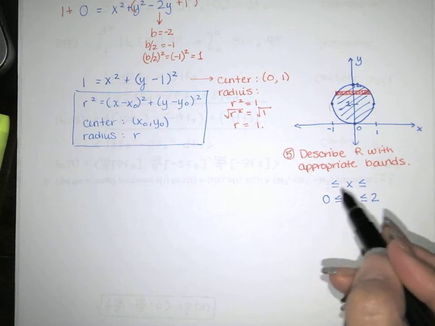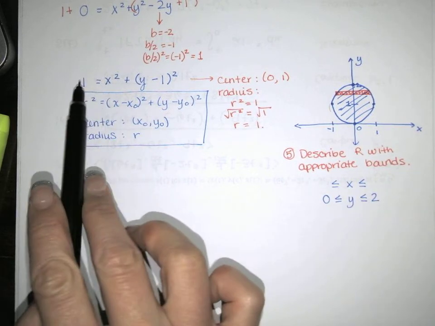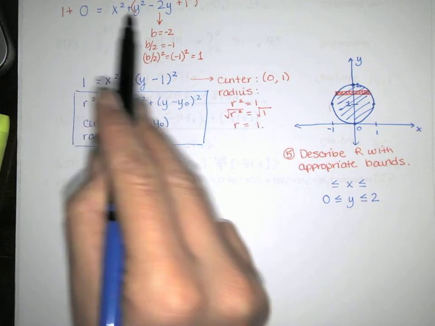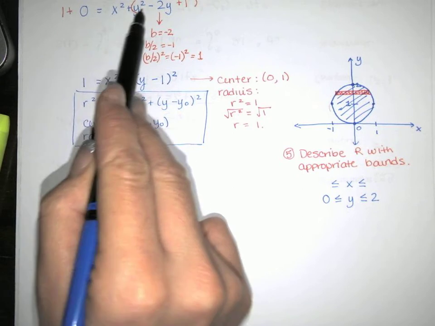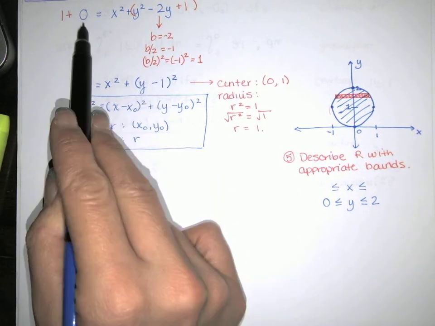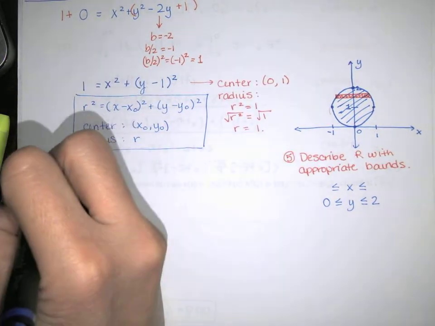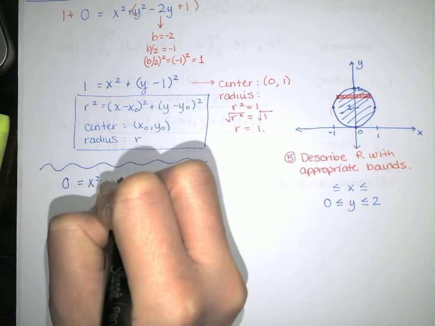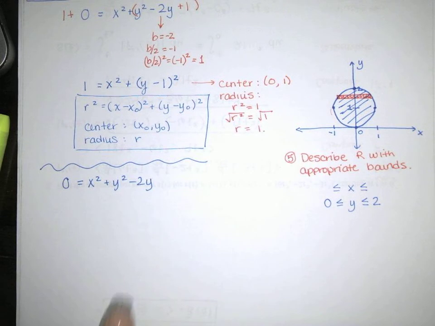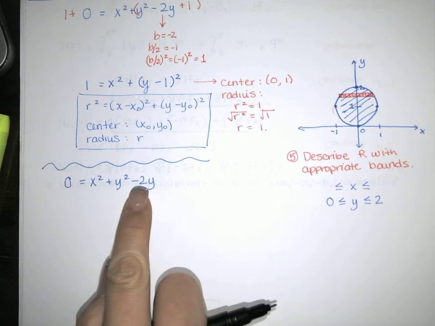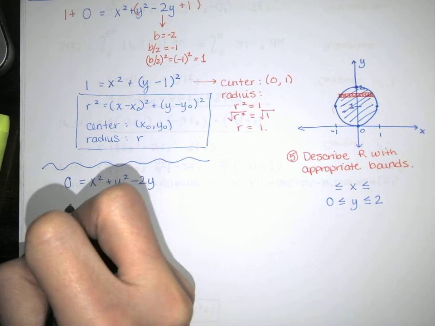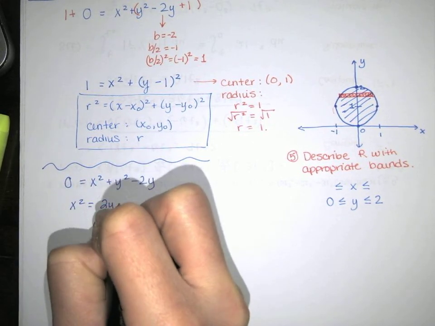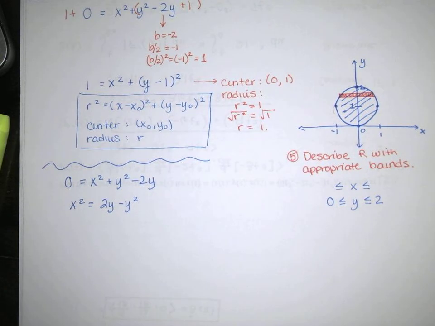To find the bounds for x, I'm going to take this equation and solve it for x. Or alternatively, you could take this equation right here and solve it for x. Let's take this one before we've added the 1 to it, before we completed the square. So I'm solving for x now, and I have 0 equals x squared plus y squared minus 2y. I will add 2y to both sides, and then subtract y squared from both sides, and then switch sides. So we'll get this after simplification.